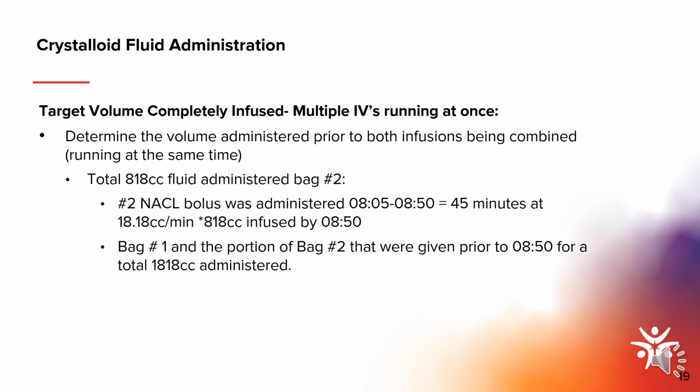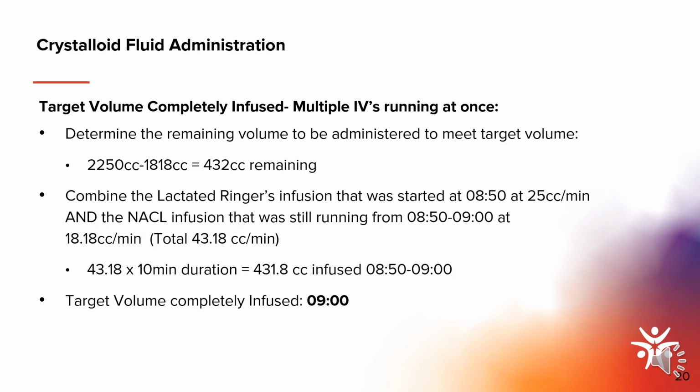Between bag 1 and bag 2 running as single infusions, we now have 1,818 cc's given. In order to meet the full target volume, we are 432 cc's short at 8:50. So how do we calculate the last 432 cc's remaining? Bag number 2 and bag number 3 infusion rates per minute will need to be combined for the 10-minute overlap from 8:50 to 9 o'clock.